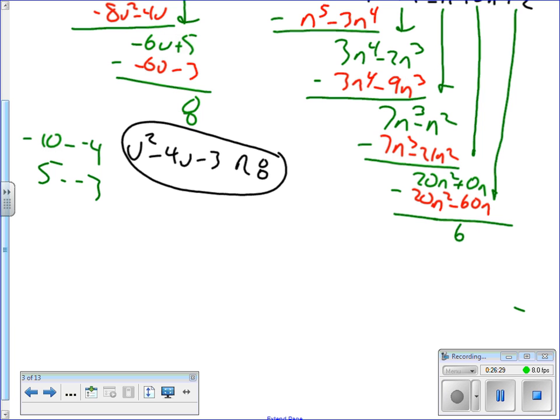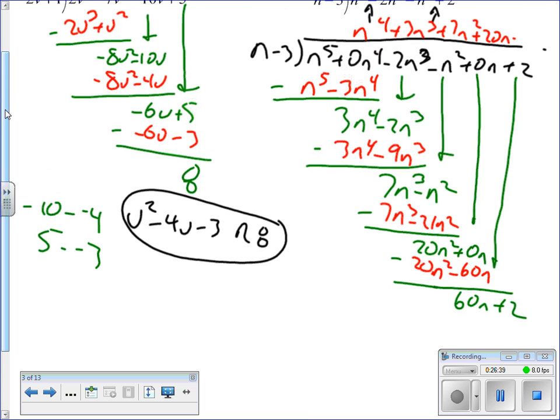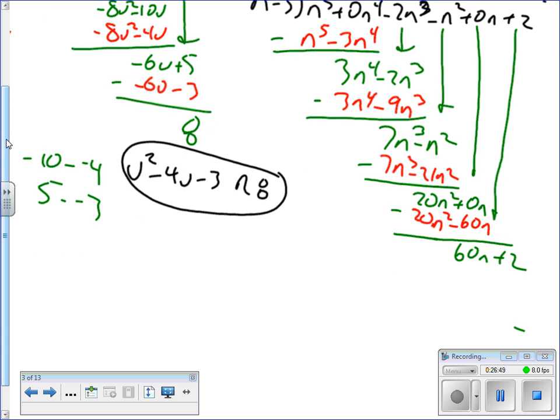Subtract. I get 60n plus 2. And that goes in there 60 times. Which gives me 60n minus 120.